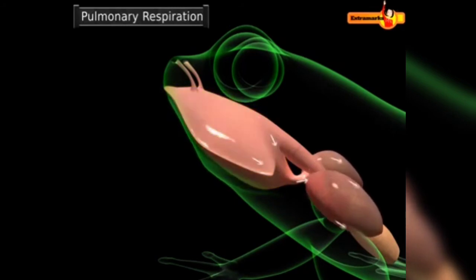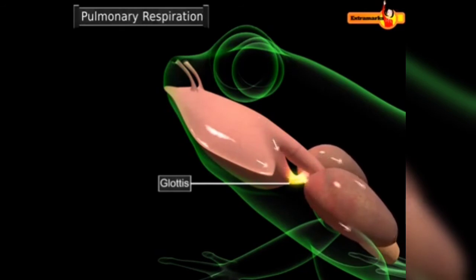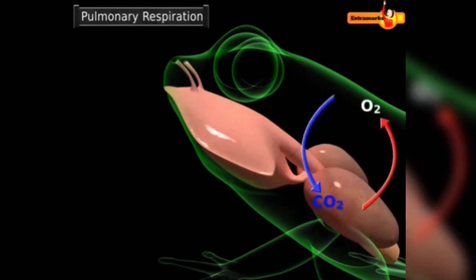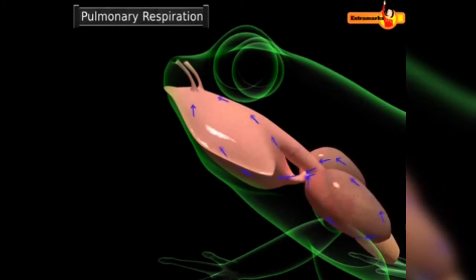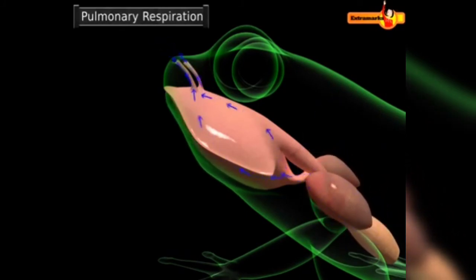The air moves from mouth through the glottis into the frog's lungs, which are at lower pressure. Exchange of gases occurs in the lungs. During breathing out, the contraction of the muscles of lungs push the air out of the lungs.